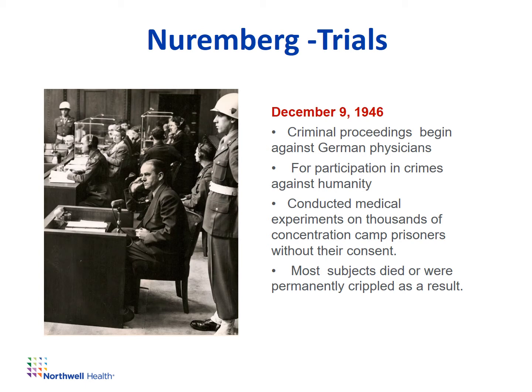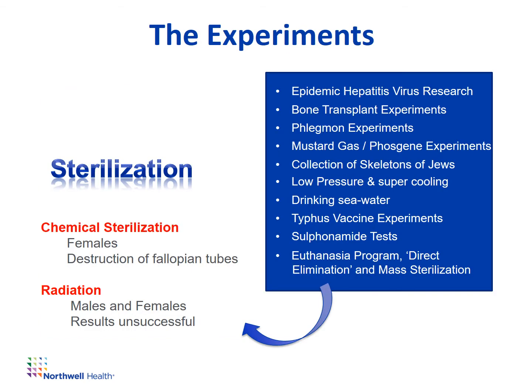German physicians were charged with conducting medical experiments on thousands of concentration camp prisoners without their consent. Most of the subjects of these experiments died or were permanently crippled as a result. In the box to the right, you can see some of the various named experiments. We will review a few to help us follow the particular rights violated.